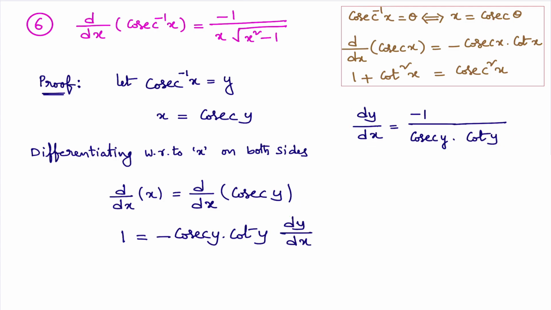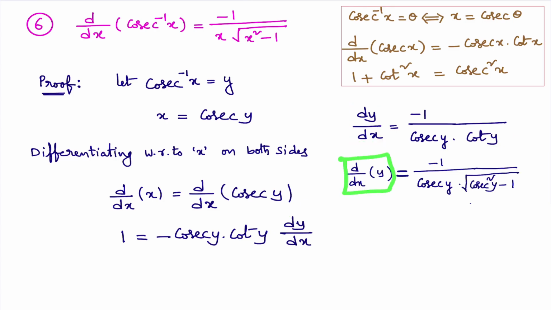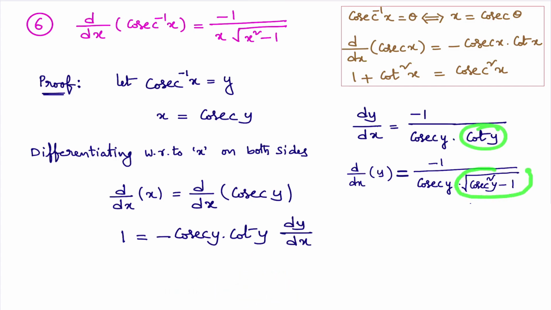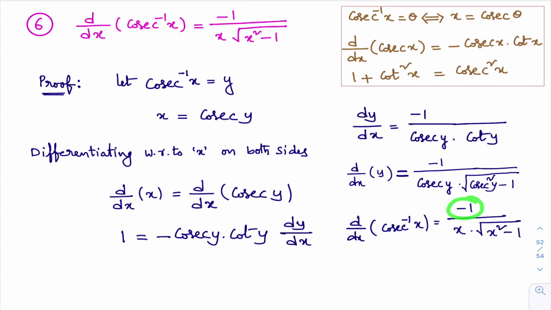Now dy by dx can be written as dy by dx of y. This cot y is there, no? From this formula, cot x is square root of cosecant square x minus 1. So cot y is square root of cosecant square y minus 1. You can understand this. This is trigonometry formula. Minus 1 divided by x.